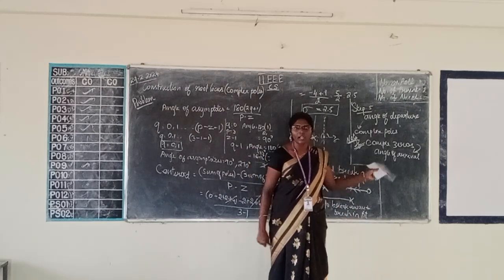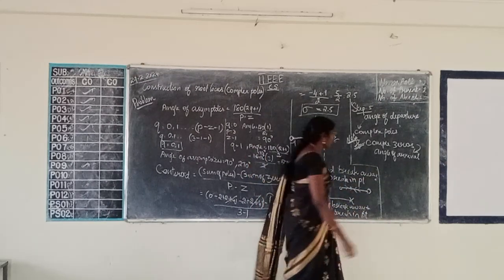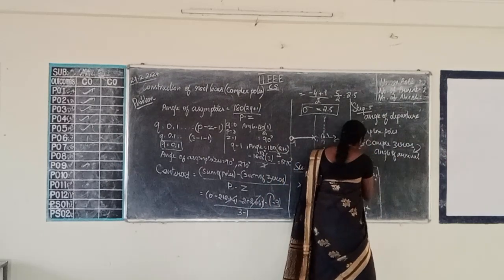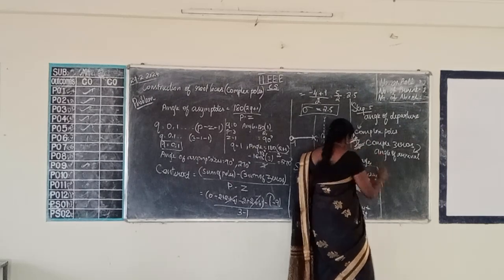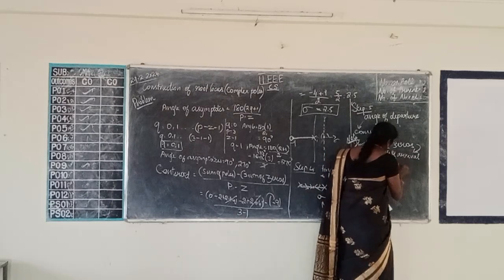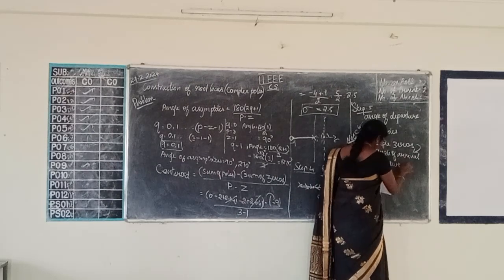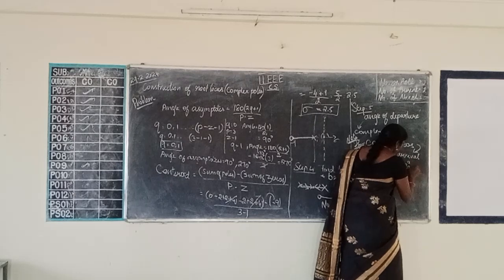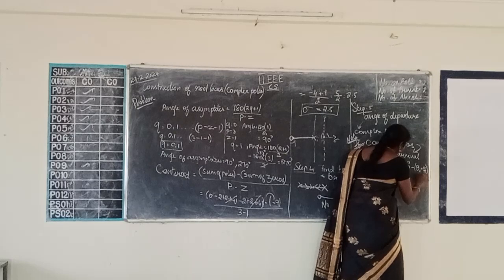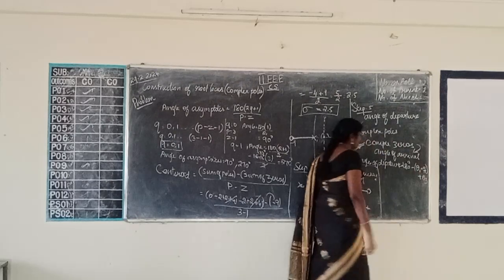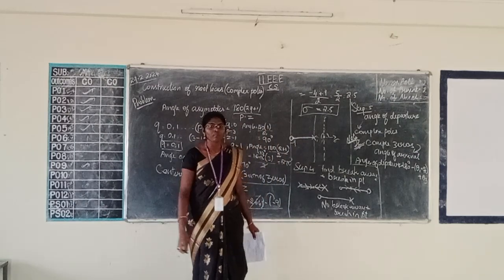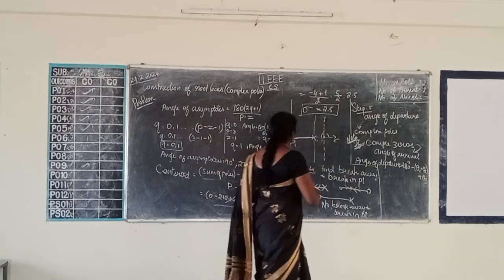Complex poles, angle of departure; complex zeros, angle of arrival. To find the angle of departure, the formula is: angle of departure is equal to 180 degree minus (theta 1 plus theta 2 plus theta 3). For that, you have to know what theta 1, 2, 3 are.